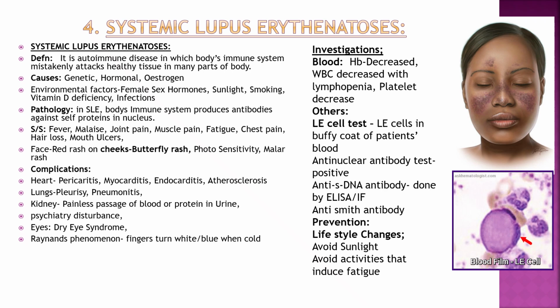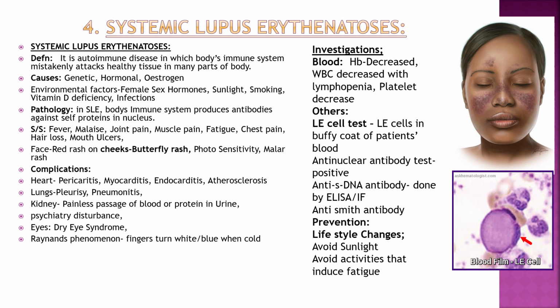Symptoms can be fever, malaise, joint pain, muscle pain, fatigue, chest pain, hair loss, mouth ulcers, red face, rash on cheeks, called butterfly rash, photosensitivity, malar rash. Complications: heart: pericarditis, myocarditis, endocarditis, atherosclerosis. Lungs: pleurisy, pneumonitis. Kidney: painless passage of blood or protein in urine. Psychiatric disturbances. Eyes: dry eye syndrome. Raynaud's phenomenon: fingers turn white or blue on cold.